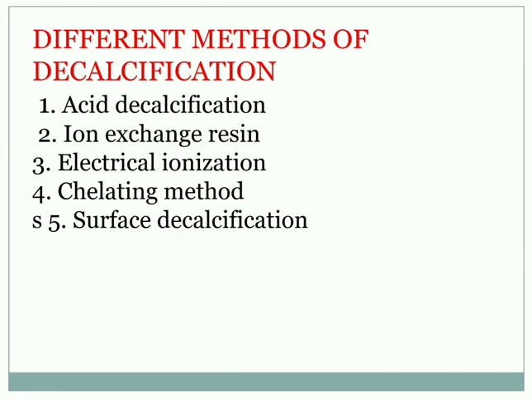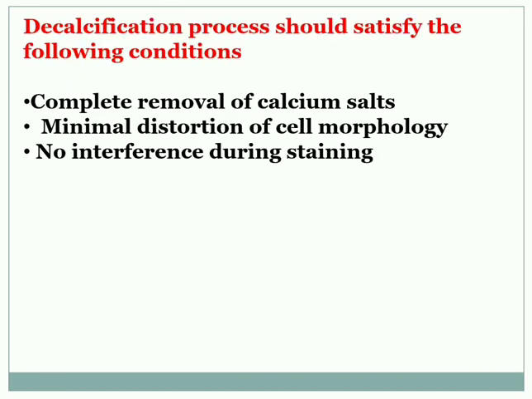Now, in this video, we will learn 5 different methods of decalcification. They are acid decalcification, ion exchange resin, electrical ionization, chelating method, and lastly, surface decalcification. The decalcification process should satisfy the following conditions: complete removal of calcium must be seen, minimal distortion of the cell morphology, and no interference during the staining process.